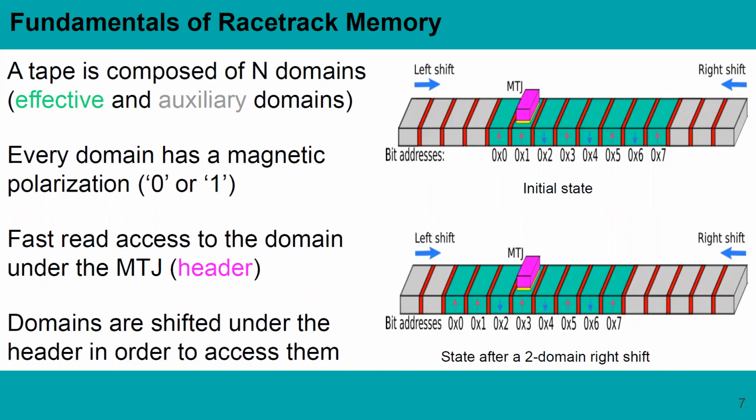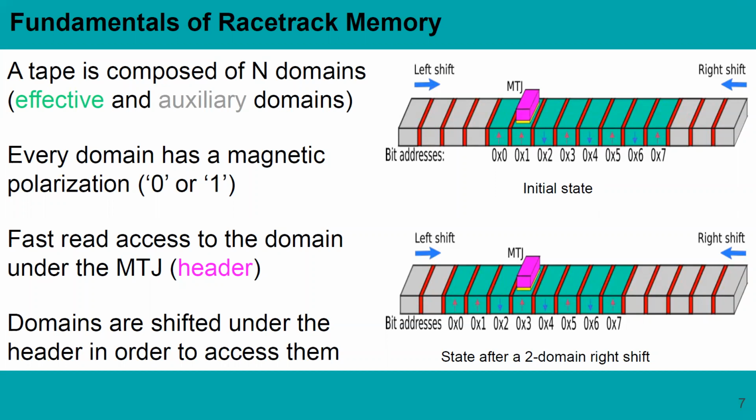First of all, we are going to see why Racetrack memories have a variable access latency. A racetrack or tape consists of n domains. In the figure, green and gray domains are treated as effective and auxiliary domains. The latter are required to avoid losing data in the edges of the tape. Effective domains have a magnetic polarization, representing either logic 1 or 0. A tape also includes an MTJ header, similarly to STT-RAM memories. The MTJ is used to access the domain under the header. For instance, this is the domain at address 1 in the above figure.